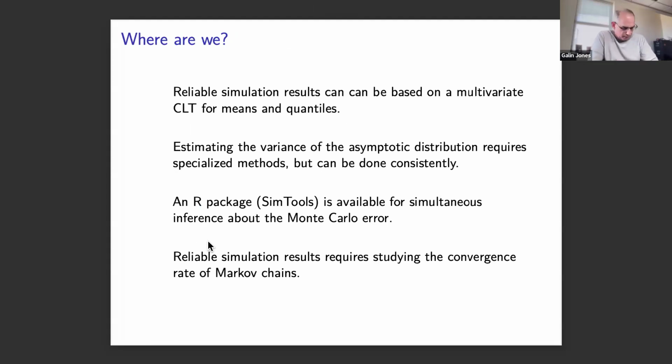So, a short, almost halftime summary here. Reliable simulation results can be based upon a multivariate CLT for means and quantiles. Estimating the variance of the asymptotic distribution requires specialized methods, but can be done consistently. I actually think there's still room for more work in that space, especially in higher dimensional settings, where you might be interested in estimating a lot of parameters.